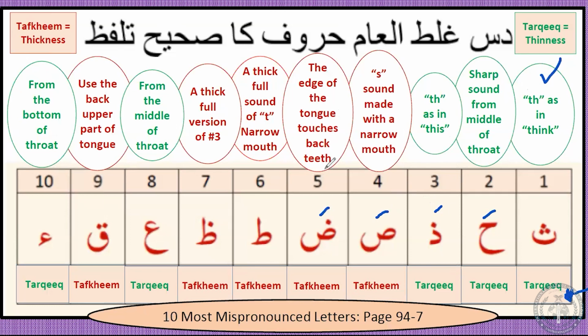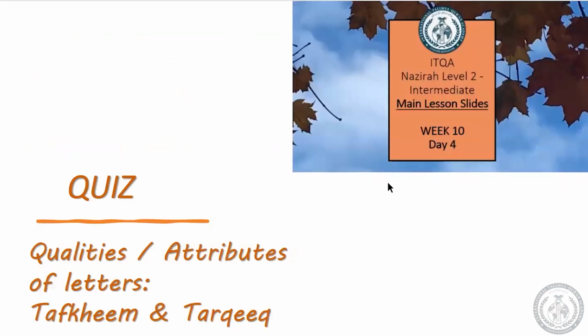The edge of the tongue touches the back teeth. A thick, full sound of T, narrow mouth, to. It's not the same as da. And this one is a thicker version of the. That's how I've learned this. So, the. Make your mouth rounder. Tafkhim, qa. Okay, so you need to memorize these 10 letters as well. So what we've recapped so far is your 10 most mispronounced letters, your tafkhim and tarqiq, and your 7 mufakham letters. Now, let's find out if you were listening.